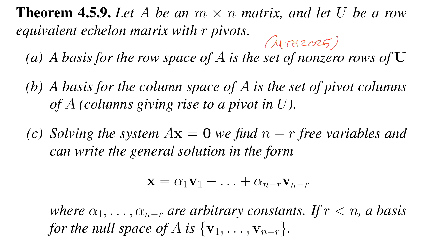Okay? So it's more complicated than the row space case because the column space of A is not equal to the column space of U. They are still sort of related, but they're not equal by any stretch.